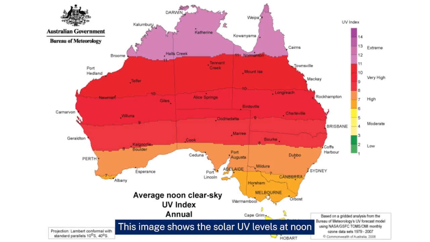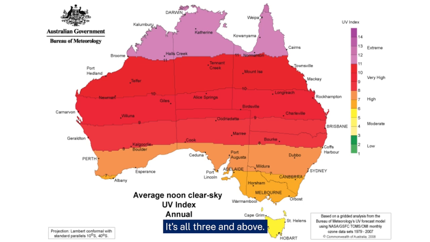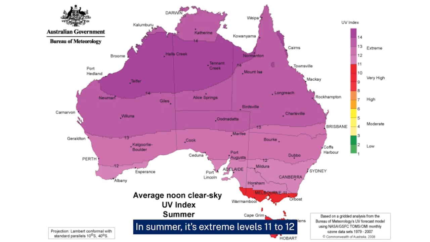This image shows the solar UV levels at noon on a clear sky day, averaged across 12 months of the year. You'll note that no part of Australia averages 1 to 2, it's all 3 and above. In summer, it's extreme levels, 11 to 12 across New South Wales, except for a tiny pocket on the southeast corner that's averaging still an extreme 10. These graphs clearly demonstrate that every outdoor worker's exposure to UV radiation must be managed every working day throughout the entire year, whatever the weather. It's not a slim chance that they'll be exposed, they will be, it's a fact.